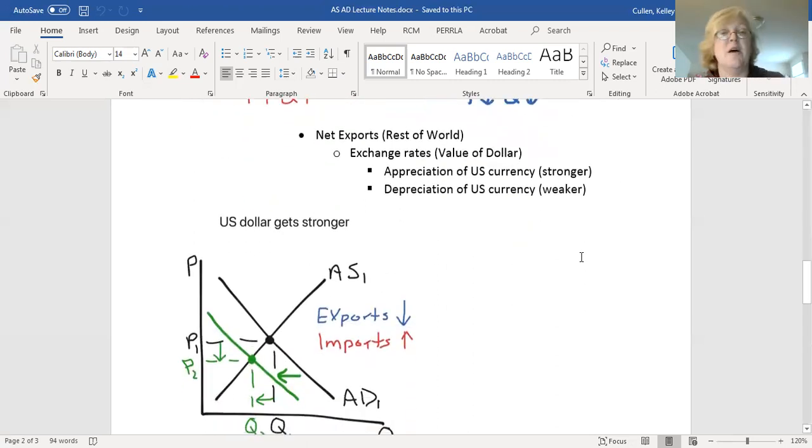The rest of the world: the major thing to think about is how does the rest of the world affect our economy? One of the ways is through our exchange rate. When we talk about the exchange rate, we call that the value of the dollar relative to other currencies. We do not say the value of a US dollar.